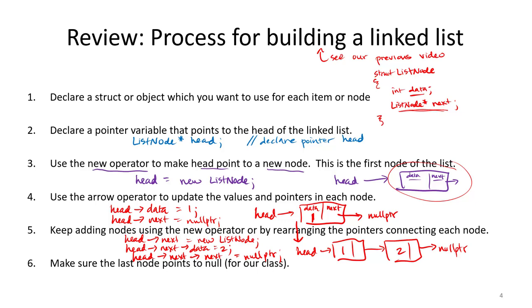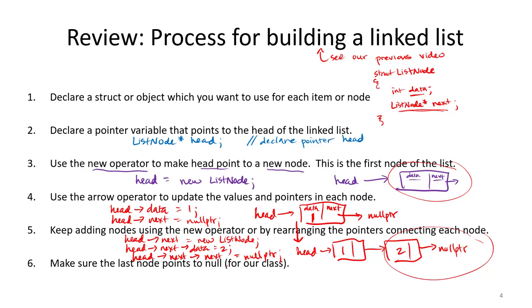Finally, for the purposes of this course, you want to make sure that the last node of your list points to null. So you can see the next pointer in my second node, we included code to make sure that node is pointing at the null memory address. And that's important because it allows us to make sure that we know exactly where the end of our list is.